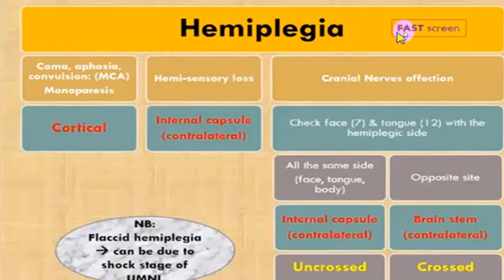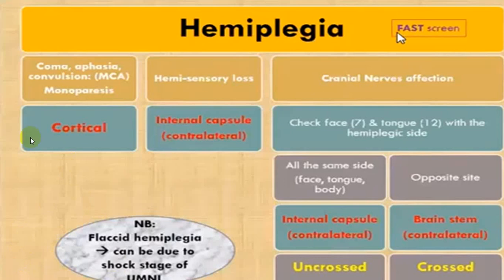We can screen them by FAST, because F is for face, A for arm, S for speech, and T is for time. So in acute, we can have a flaccid hemiplegia, which can be due to a shock stage, and later on we'll have spastic hemiplegia. In case of a cortical lesion, as already mentioned, we will have aphasia, altered level of consciousness, and seizures will be more common. And you can have differential hemiplegia, meaning upper limb more involved as compared to lower limb in case of MCA territory, and lower limb more involved as compared to the upper limb in case of ACA territory.